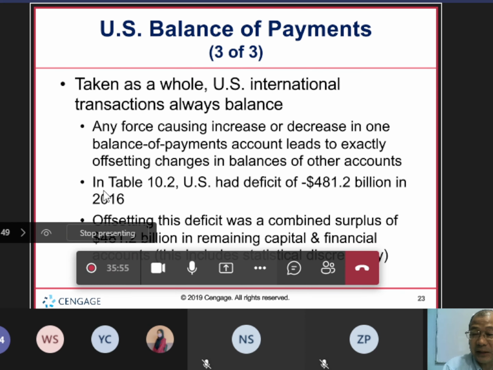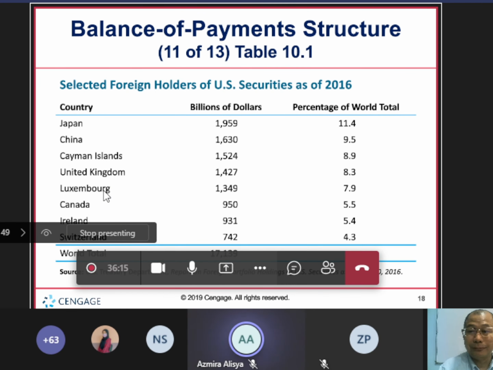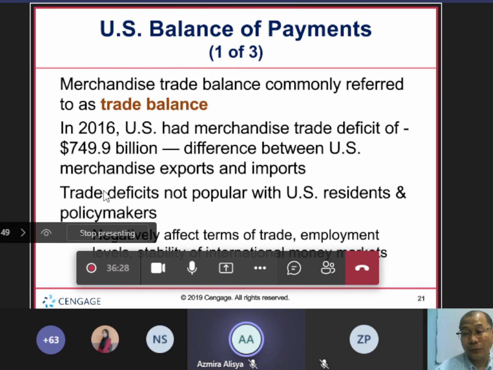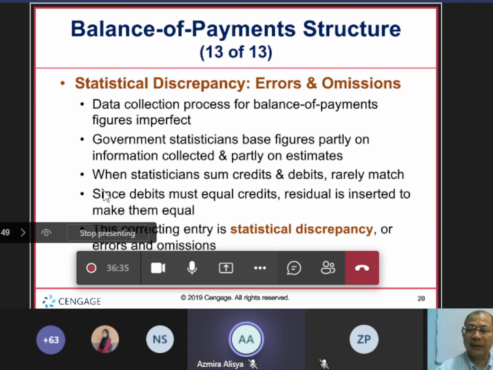Taken as a whole, US international transactions are always balanced, because that balance will come from either FDI, or the investment in government bonds. Look at this, selected US securities, or loans. There's a discrepancy, the last item before the overall balance, which is not shown here.